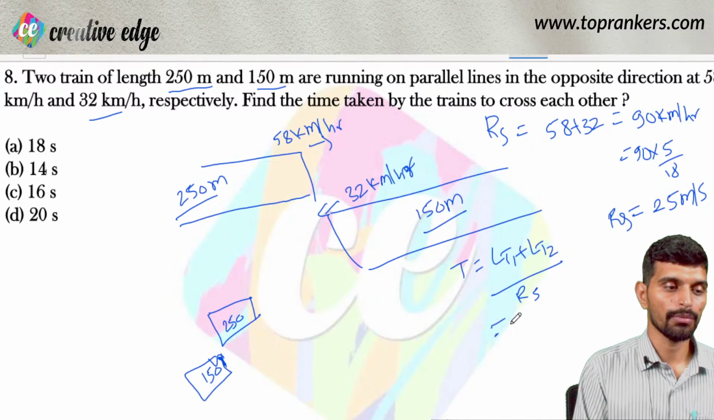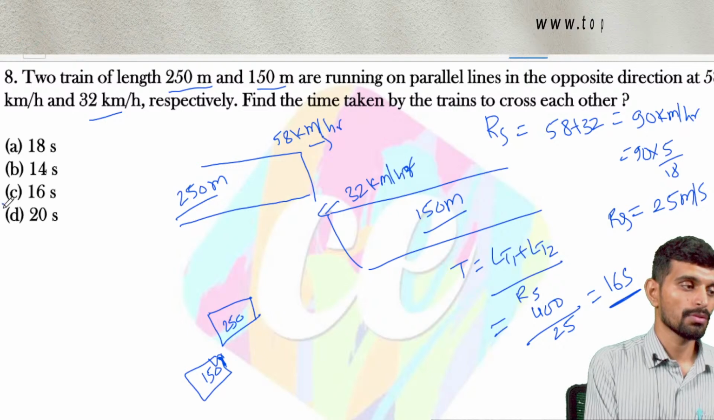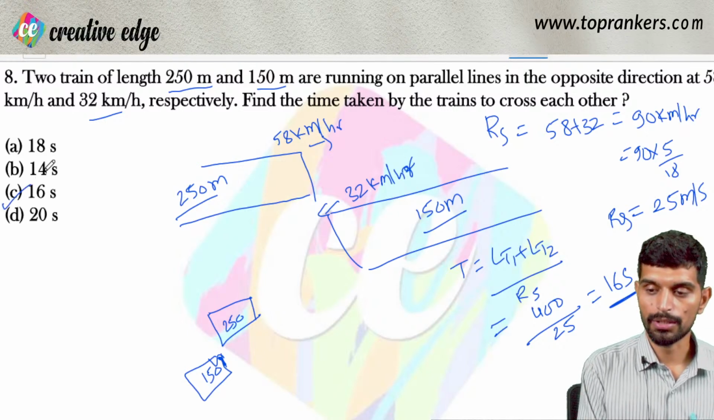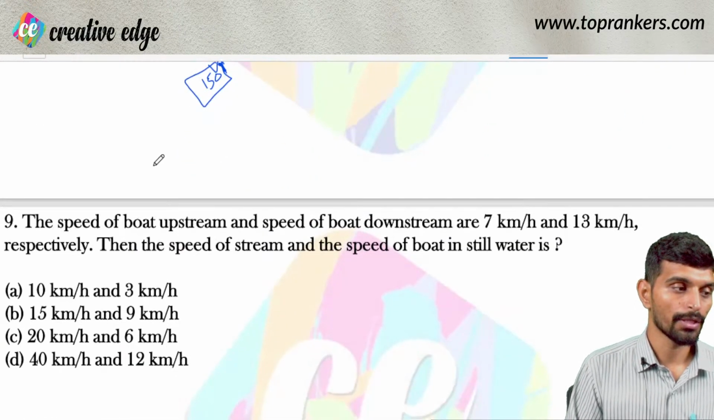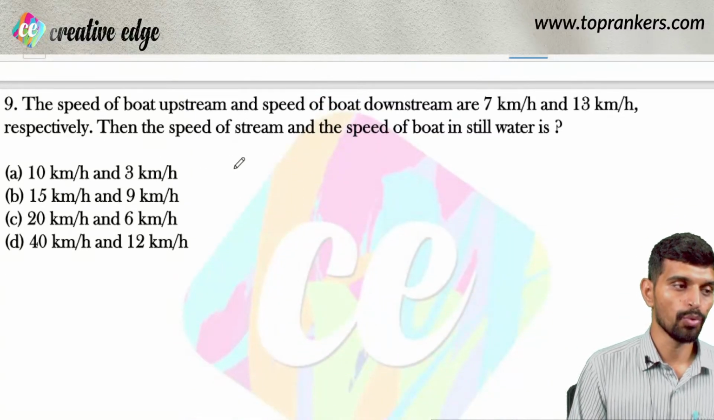So the time should be 400 divided by 25, that is 16 seconds. So 16 seconds should be the right answer here. Let's see the next variety, that is boats and streams.